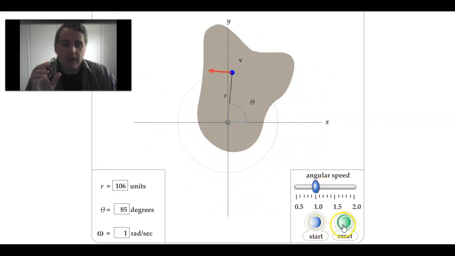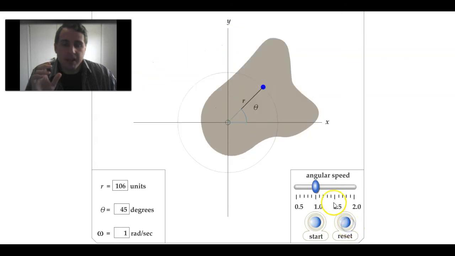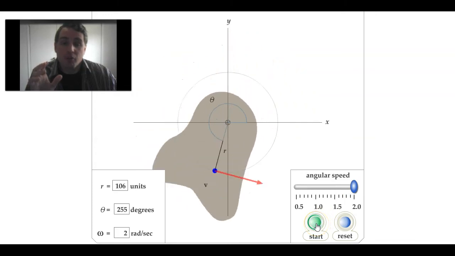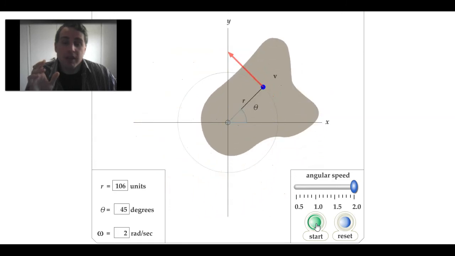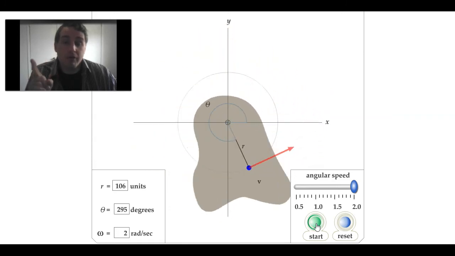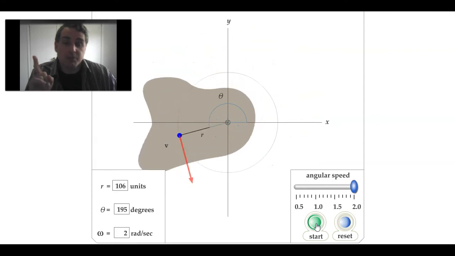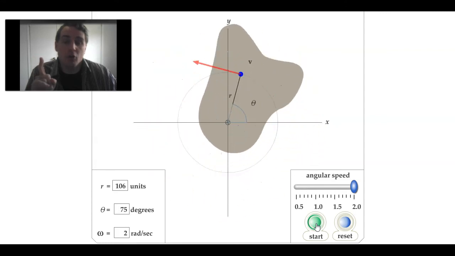Notice that if we reset and I increase the angular speed to double, the period should be half as much. So we just rotate through twice as fast, but again, each rotation is one revolution, and in some sense it's unitless in terms of the total position change.